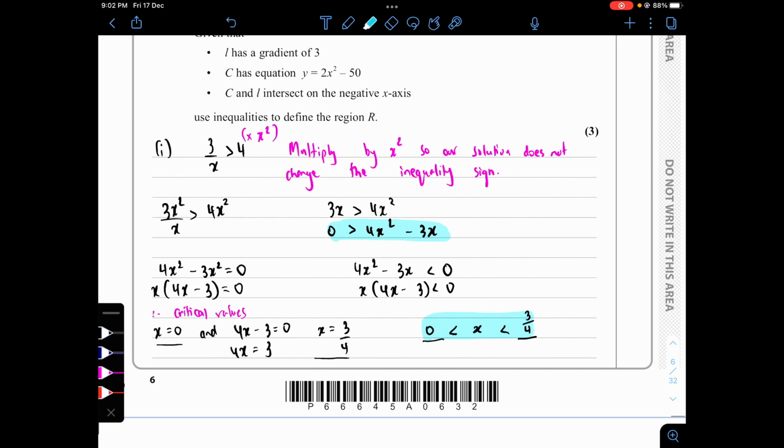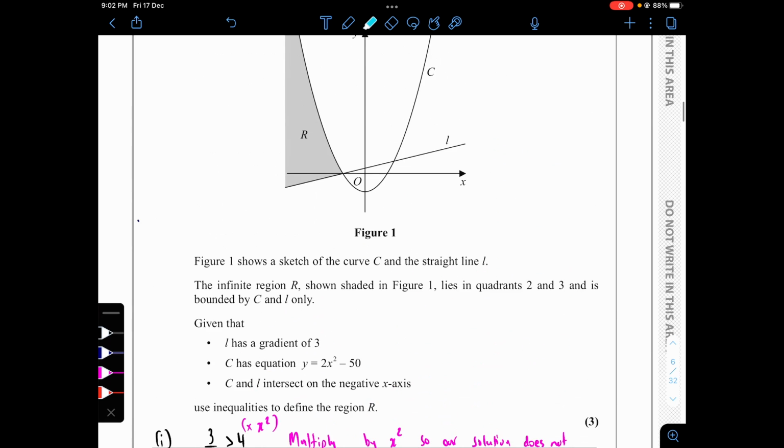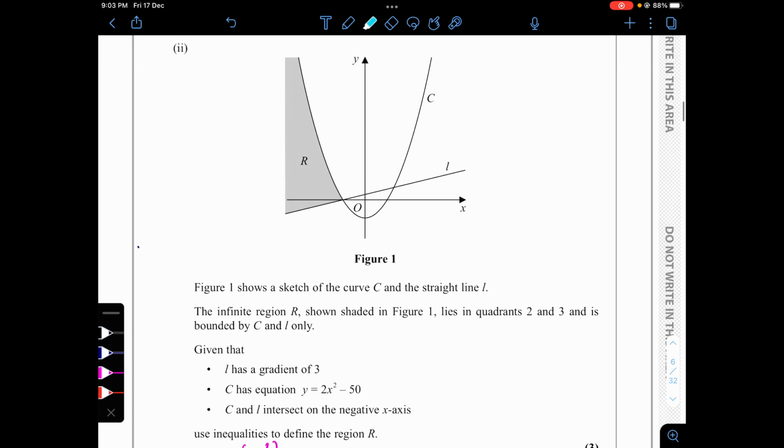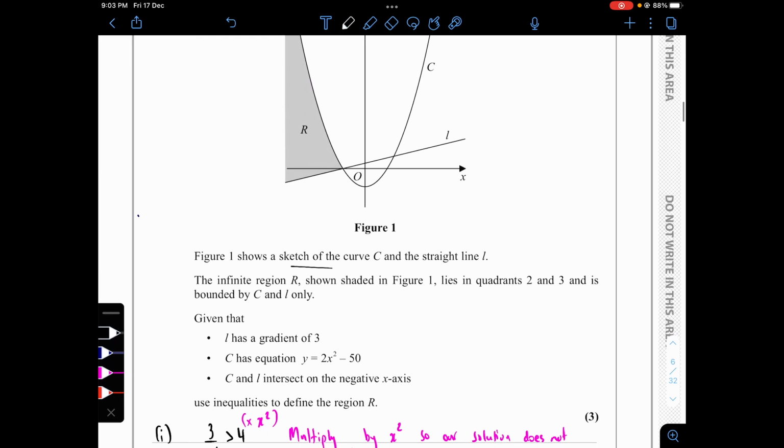All right, so let's go back to part II. We're given a figure 1 that shows a sketch of a straight line L and an infinite region R. They tell us that it lies in quadrants 2 and 3, and that L has a gradient of 3, so y equals 3x plus c. So we know that it has a gradient of 3.